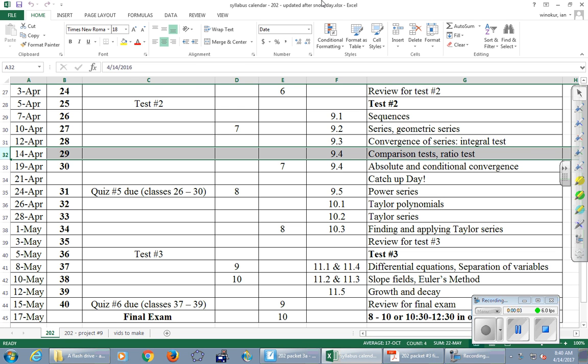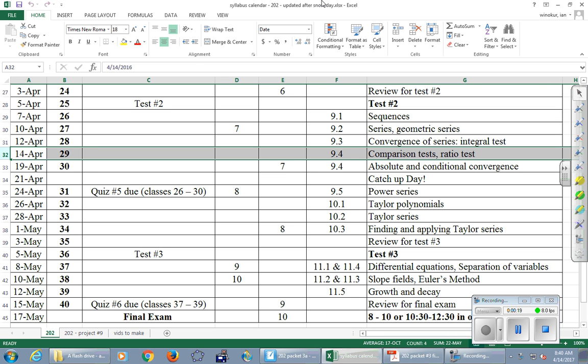Today we are talking about comparison tests and the ratio test. We have no classes this coming Monday because of Patriots Day. Evening classes meet as scheduled, so if you have a Monday night class, go to that one. But no day classes, so we don't meet again until Wednesday coming up.